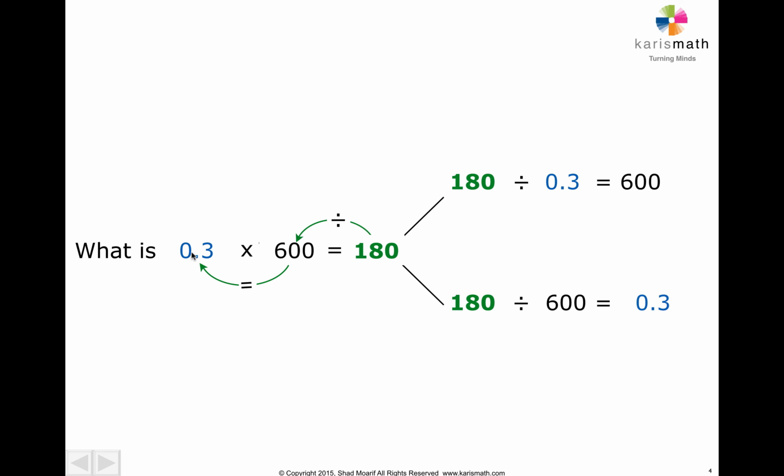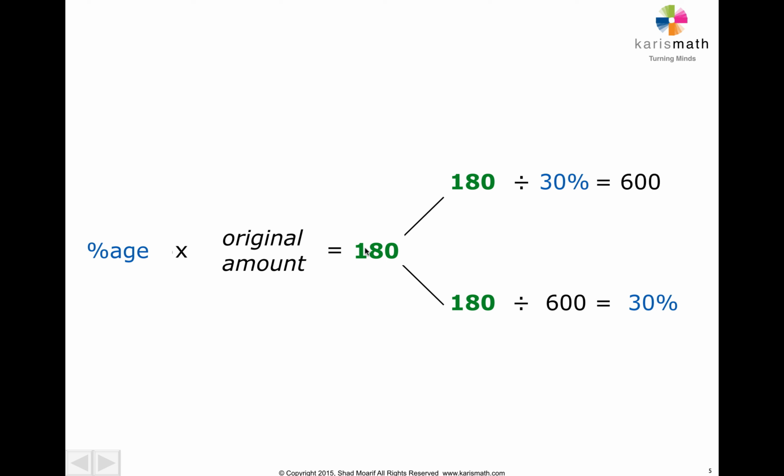Now let's look at what this 0.3 is. If we start to give it a label, this is percent, 30%. So it actually is 30%, this is 30%, that's 30%. So we're looking at a percentage. So if I write percentage here, a certain percentage of the original amount, which is this one here, gives us the partial amount, which is this one here.